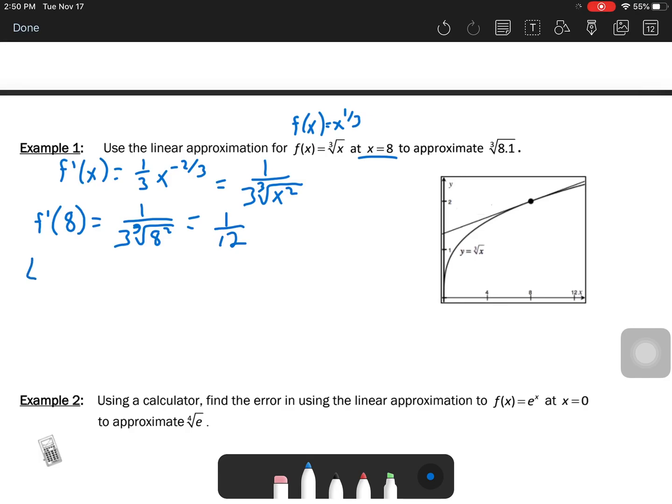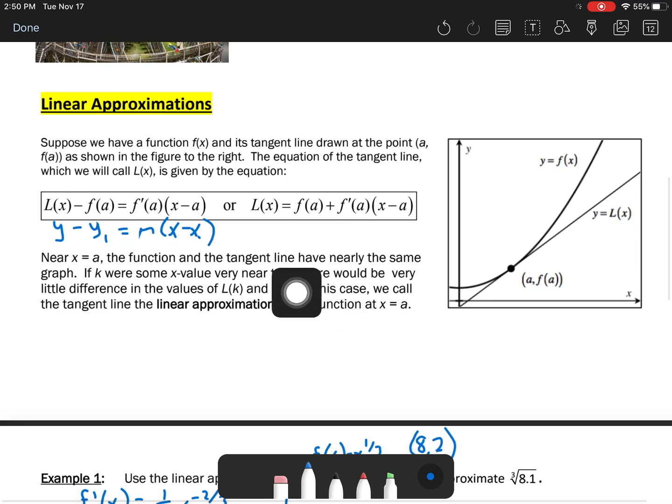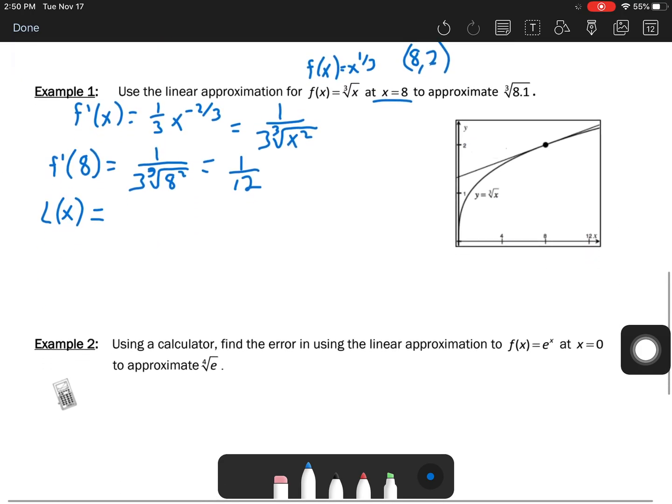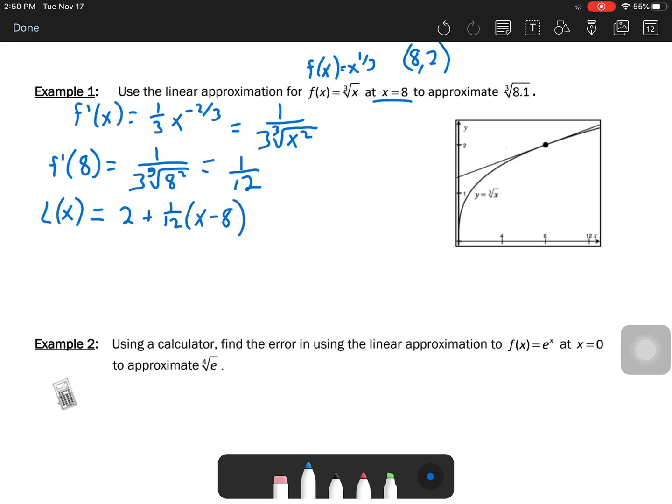Okay, so the L of x, which is my tangent line. Now the ordered pair is 8, and the cube root of 8 is 2. So 8, 2, that's going to be, if I refer back up here quick, right? So I guess I'm using this form, but A is the 8, and then the f of A is 2, so those will go in there. My slope that I just found is 1/12, so that's going to go in like that. So I'll have 2, that's my f of A, plus 1/12, which is my slope, or my f prime of A, and then x minus 8. Okay, so there's the equation of the tangent line.